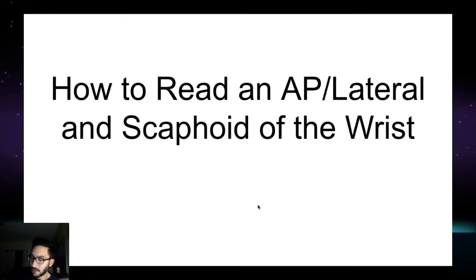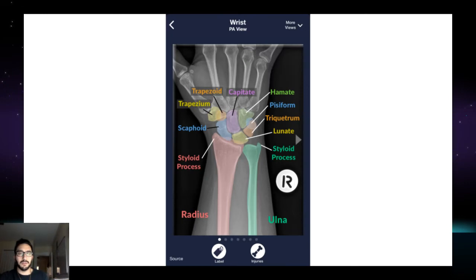Hello everyone, tonight we're going to be talking about x-rays again. Today we're going to read AP lateral and scaphoid views of the wrist. So again, just wanted to say that these views are from the app Sublux, which is a great radiology app. I've been using it, it's nice.